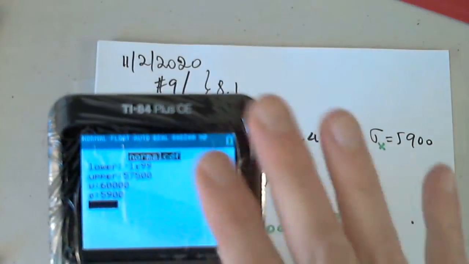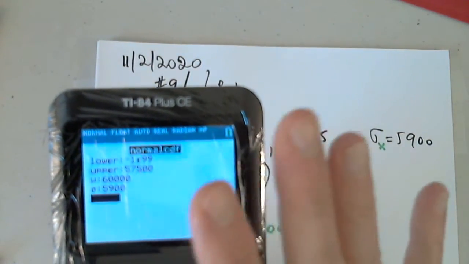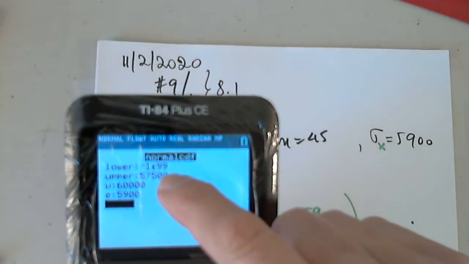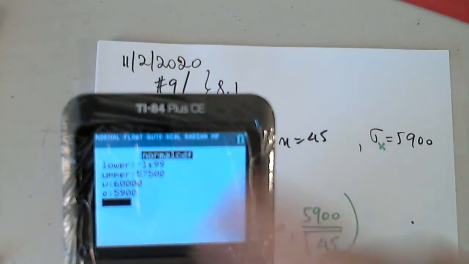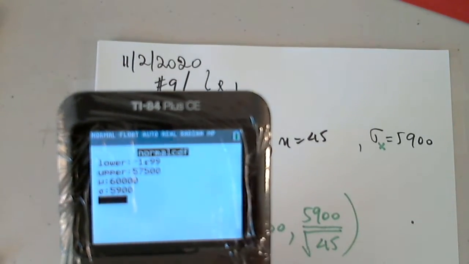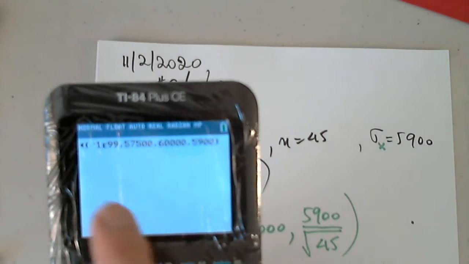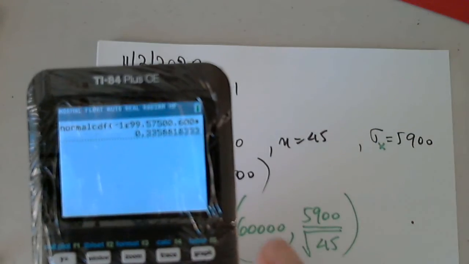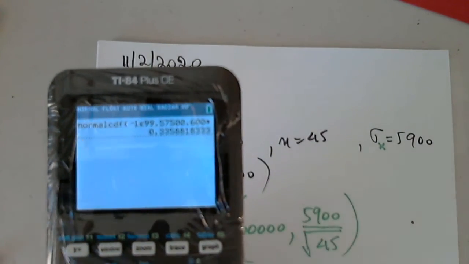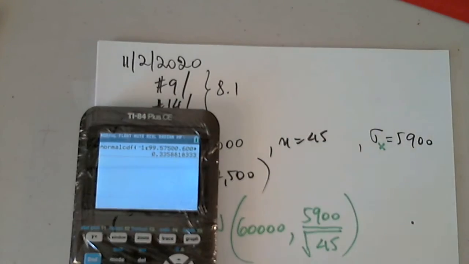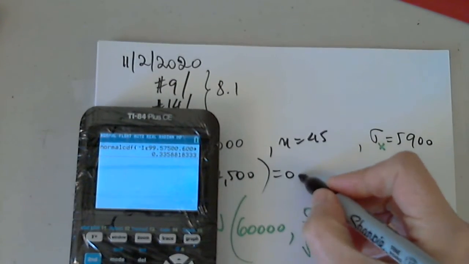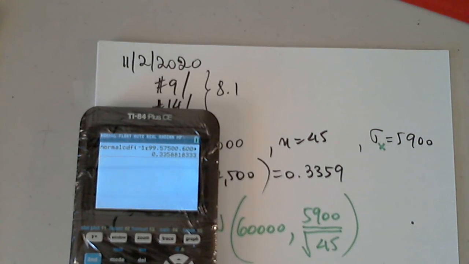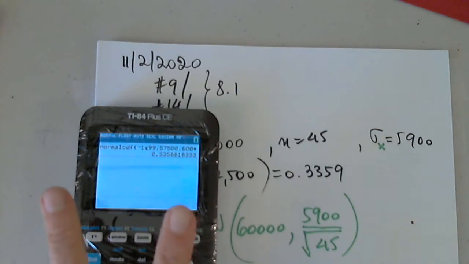Some calculators may not look like this one. It's okay. You still have to write from negative infinity, comma, 57,500, comma, 60,000, comma, 5,900. So it'll appear like this. And when you press enter, you get that probability. And they want 4 decimal places. So I will write 0.3359. So I'm going to share now.